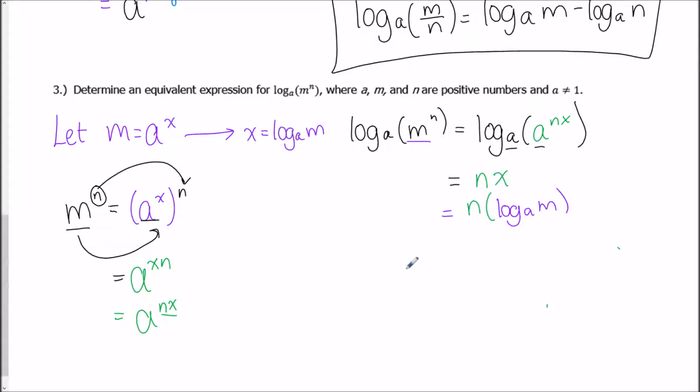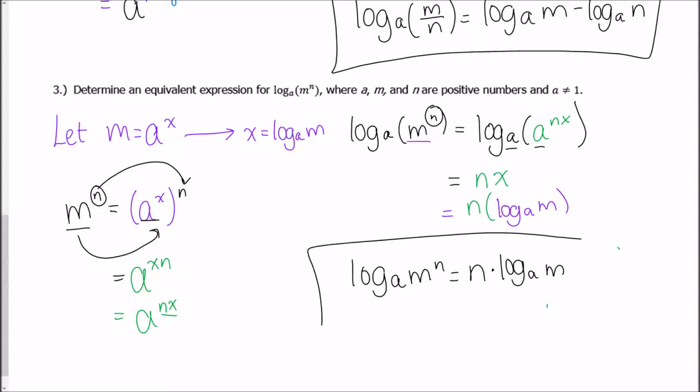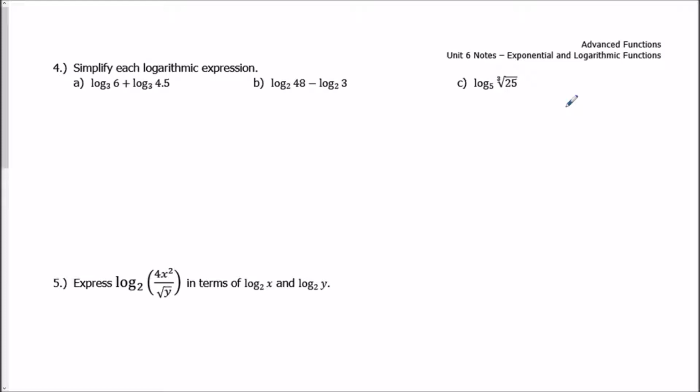Okay, so here we can say that our third property, or our third law, is that log base a of m to the power of n is going to equal the exponent that we have here times the log base a of m. Okay? All right, so for number 4, it asks us to simplify each logarithmic expression.